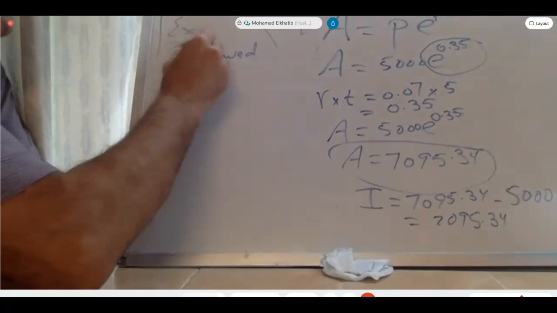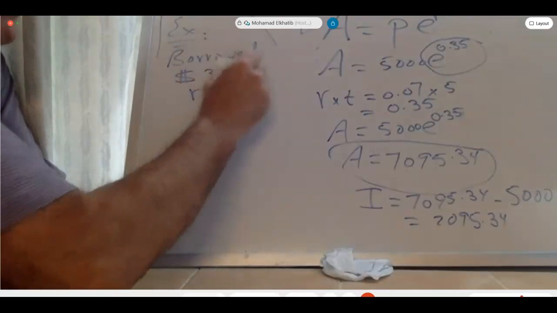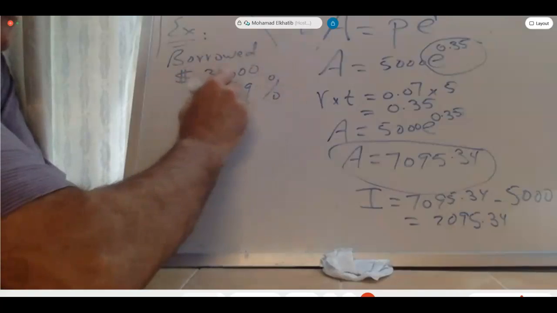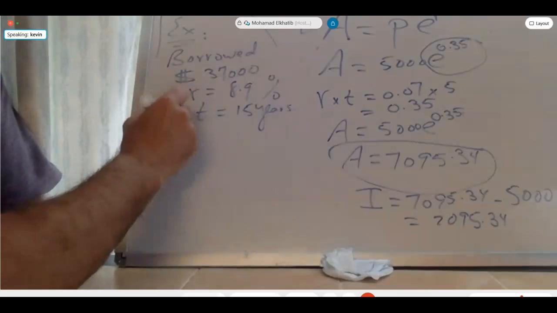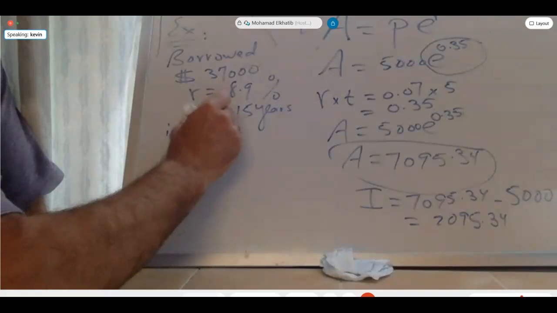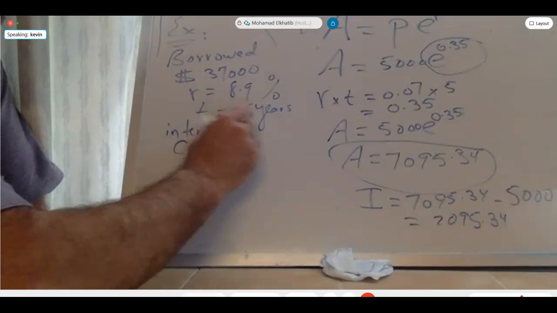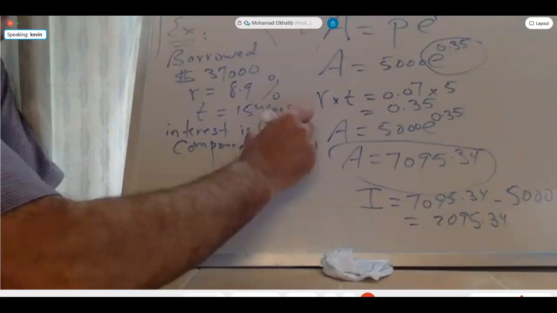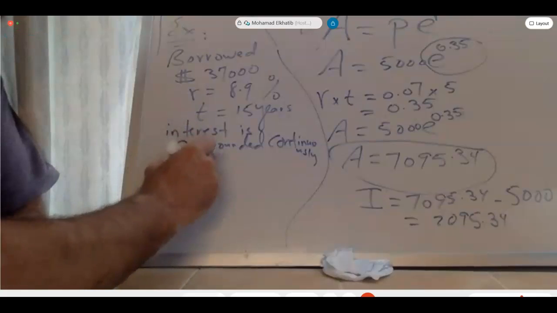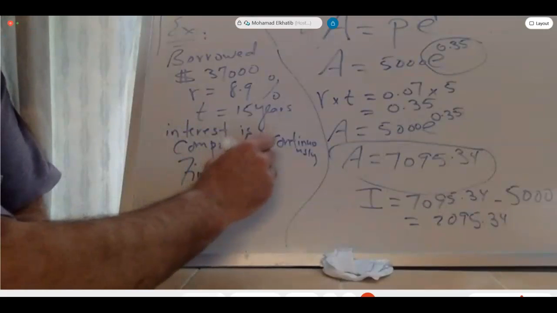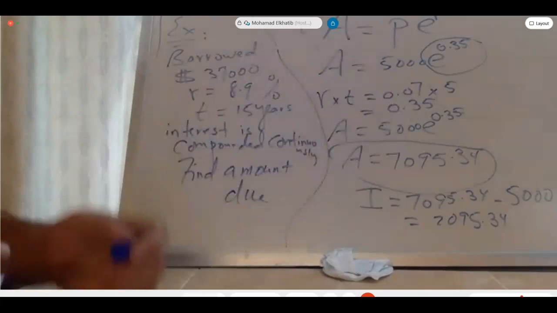So let's say I borrowed $37,000, interest rate 8.9%, 15 years, interest is compounded continuously. Find the amount due. Once you copy this, copy the question again here.